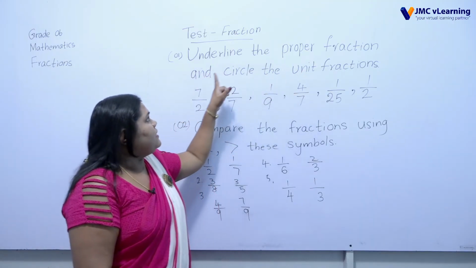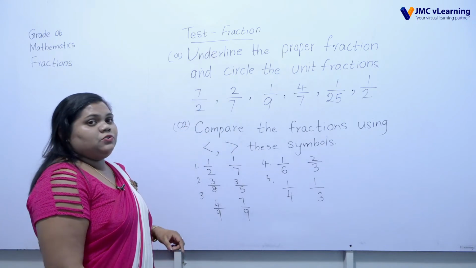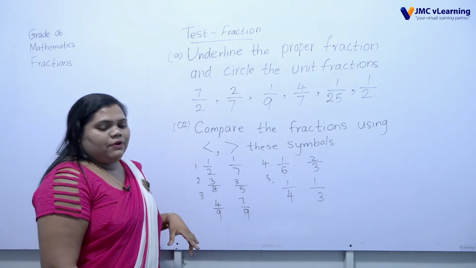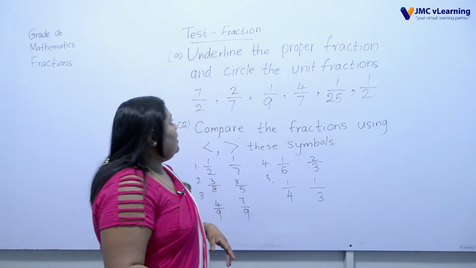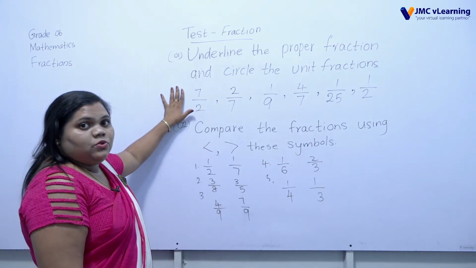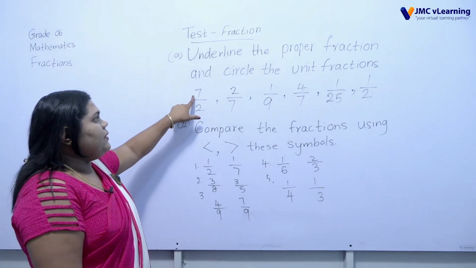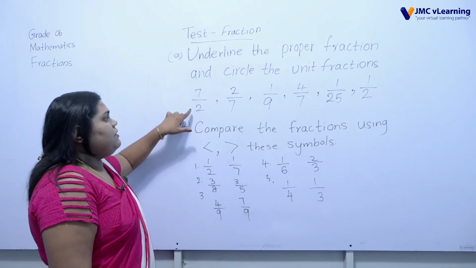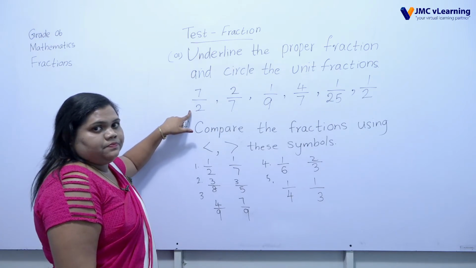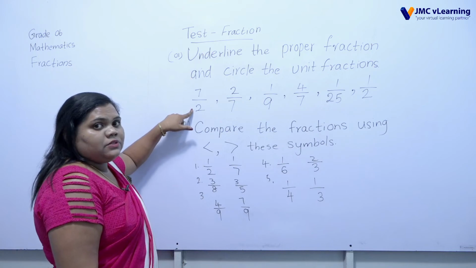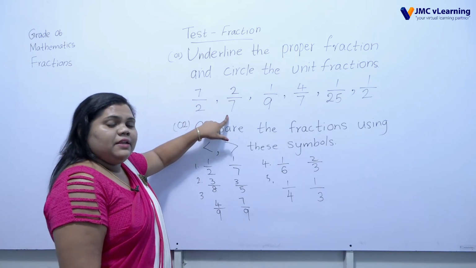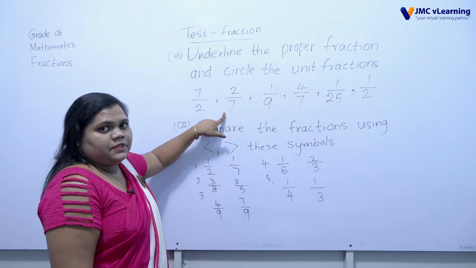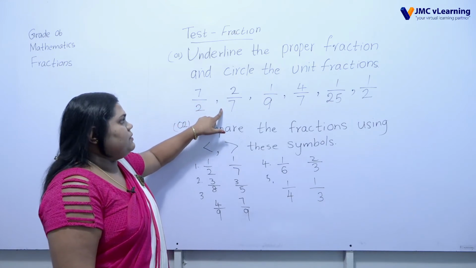Underline the proper fraction and circle the unit fraction. You want to underline the proper fraction and you have to circle the unit fractions. Okay, now I am going to discuss those things. Now look at this fraction. How can we read this fraction? 7 out of 2. How can we read this fraction? 2 out of 7.